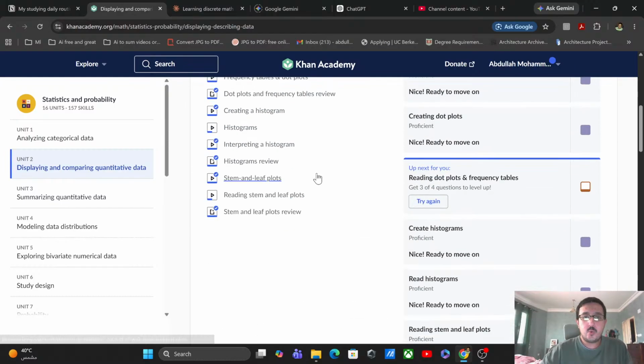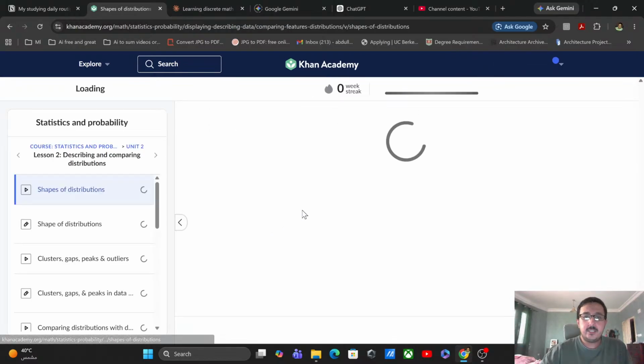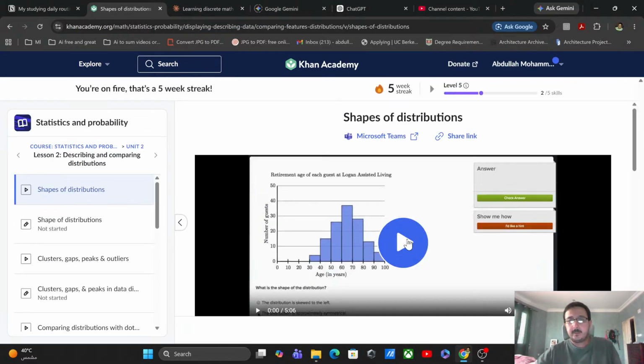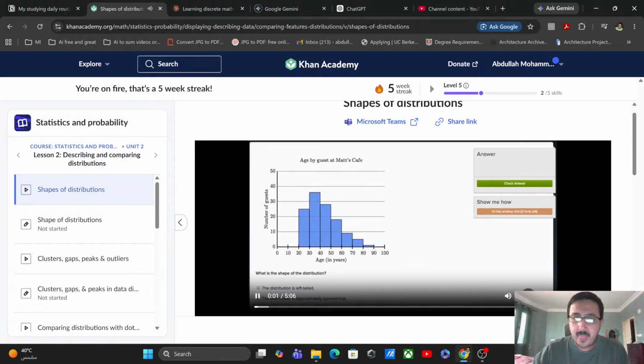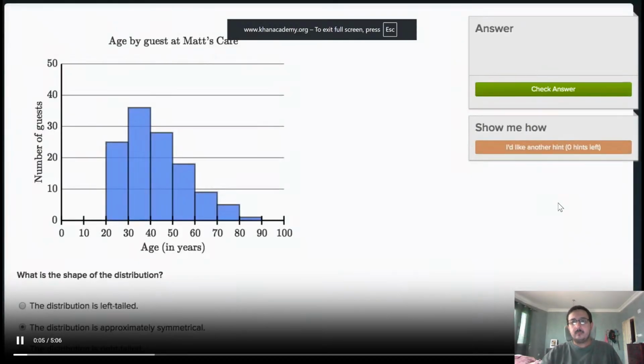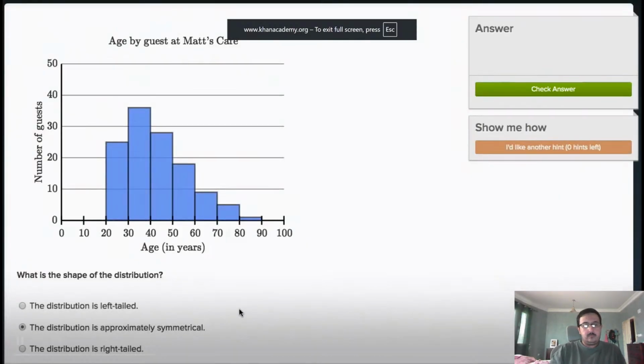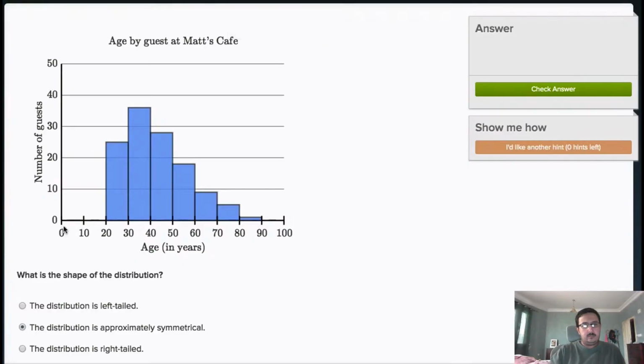So let's start. Shapes of distribution. Okay. So what I want to talk about now are shapes of distributions and different words we might use to describe those shapes. So right over here, we're talking about Matt's Cafe, and we have different age buckets. So this is a histogram here. And in each bucket, it tells us the number of guests that are in that age bucket.